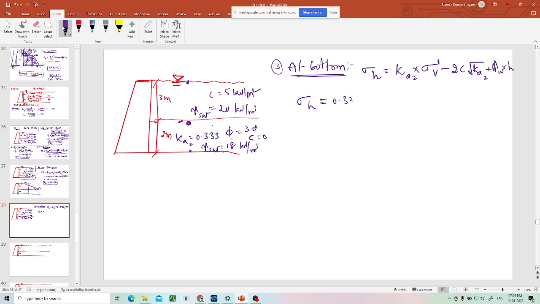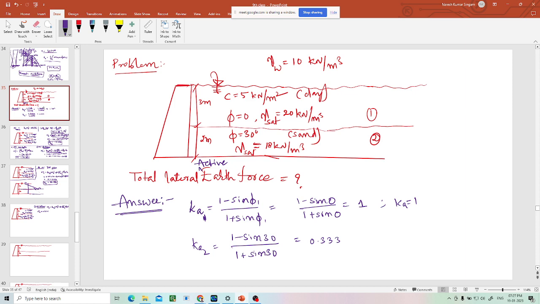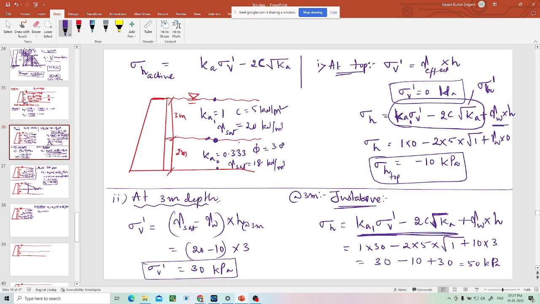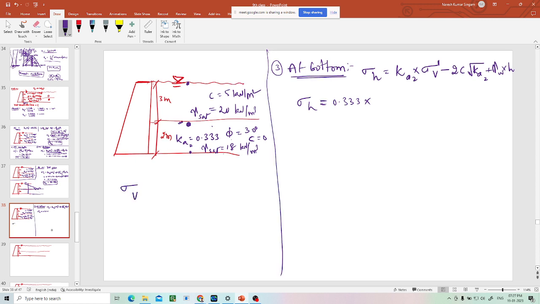Ka2 is 0.33 multiplied by sigma v dash. We have found that out initially only. So we did not, I think we are finding only at respective depths. Now for that I need to calculate first sigma v dash at the bottom. Sigma v dash is generally calculated as the summation, for n number of layers, of gamma effective of that particular layer multiplied by h of that layer. If there are two layers, gamma 1 h1 plus gamma 2 h2.